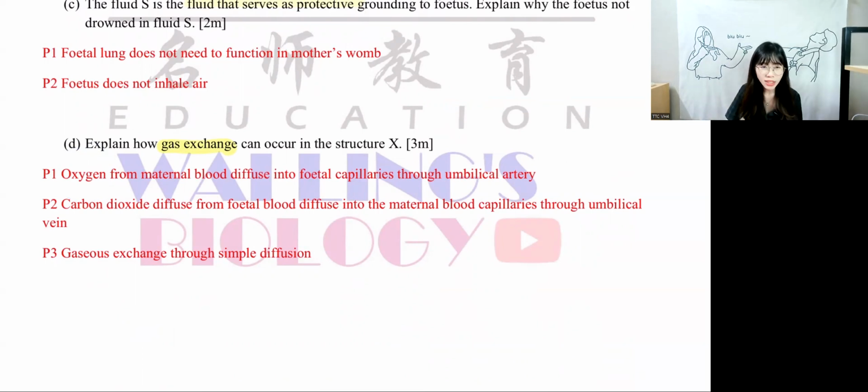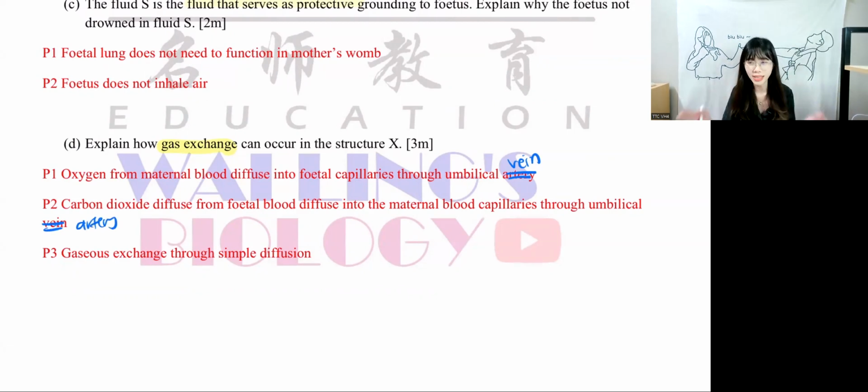So that's why P1: oxygen from maternal blood diffuses into blood capillary through umbilical artery. Actually, the answer is not correct. I forgot to change the answer. This one's supposed to be umbilical vein because you know that it's opposite, right? Umbilical artery transports deoxygenated blood for babies. So you can correct it to vein. Carbon dioxide diffuses from fetal blood into maternal blood capillary through umbilical artery, because the umbilical artery transports things that we don't want.